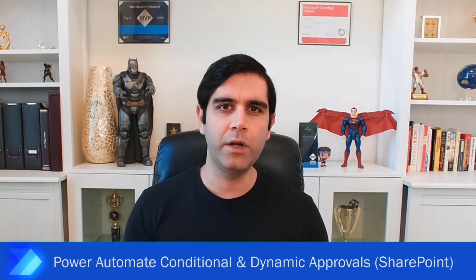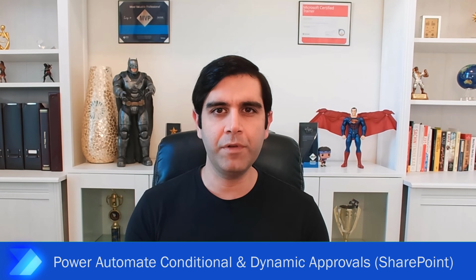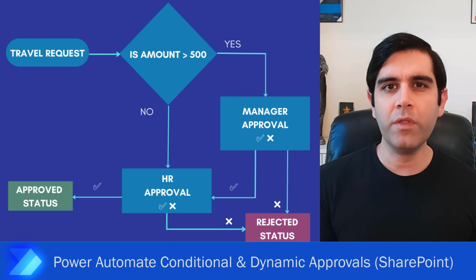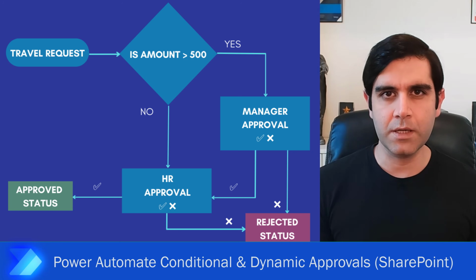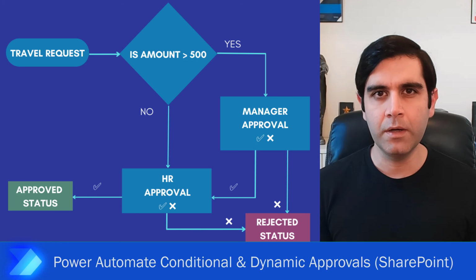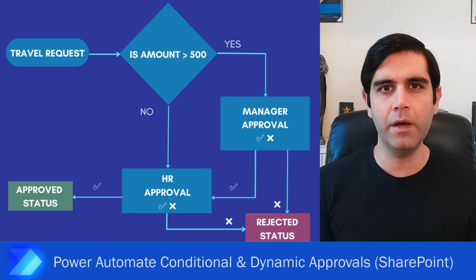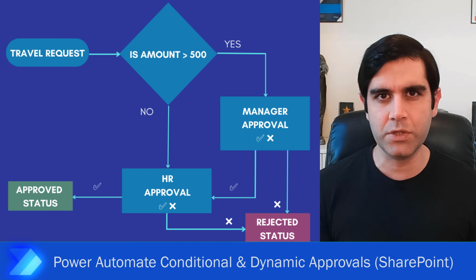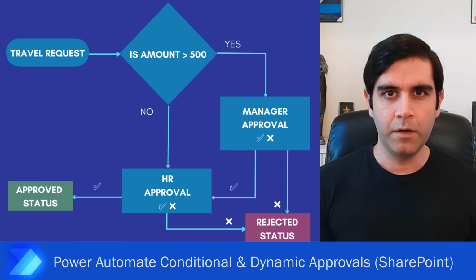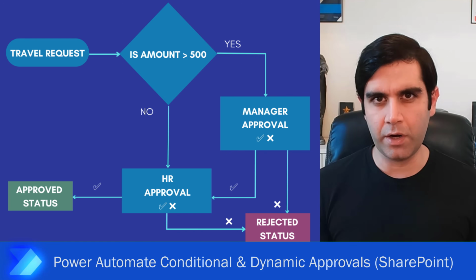The scenario for conditional approvals will be travel request. If the amount that the user plugs in for the travel request is greater than 500, we will add an additional layer of approval from the user's manager. And once the manager approves, we will route the approval to the HR team.